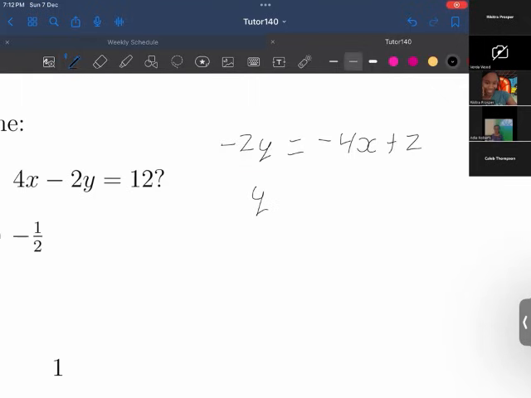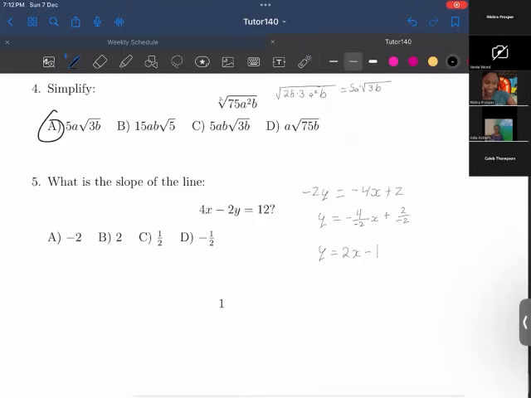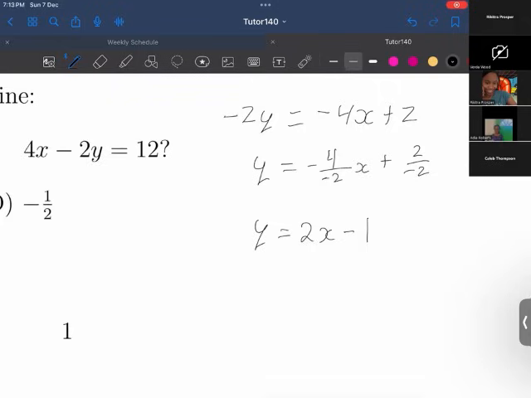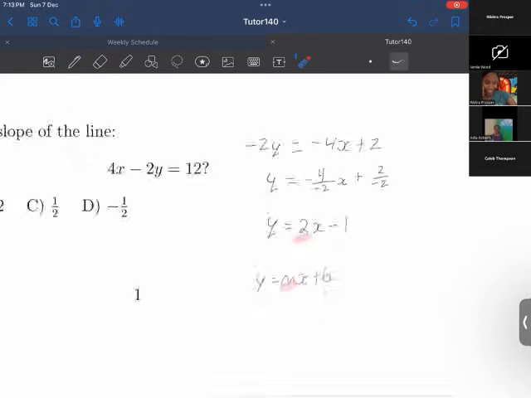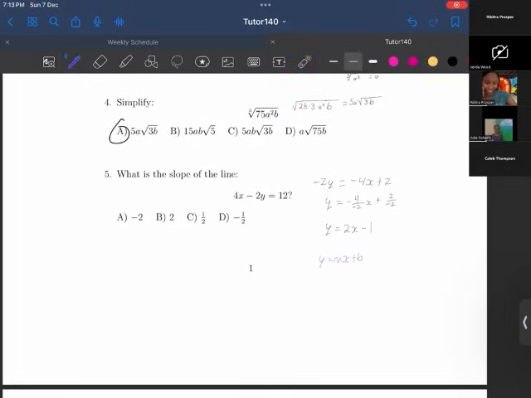So when we divide both sides by negative 2, that's y equals negative 4 over negative 2 x plus 12 over negative 2. And when we simplify that, negative 4 divided by negative 2 is just positive 2x. And then 12 divided by negative 2 is minus 6. Right? Now, our slope, remember the equation is y equals mx plus b. b is our y-intercept, and m is the slope. So the slope for this would be 2. So that's B.